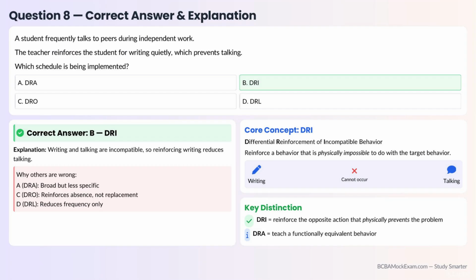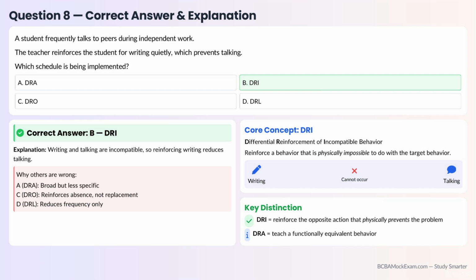The correct answer is B, DRI. Writing quietly and talking to peers are incompatible within this context. Reinforcing writing reduces the opportunity for talking. Option A, DRA, is too broad here. The new behavior isn't a functionally equivalent way of getting social interaction, it simply blocks it.